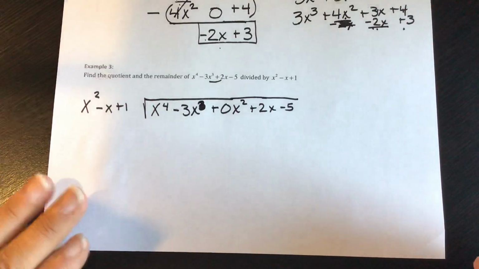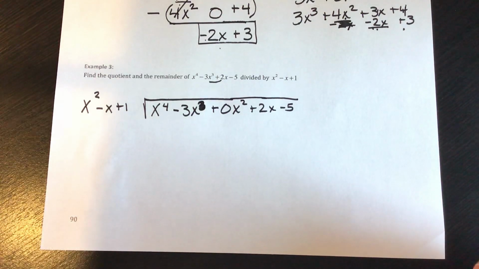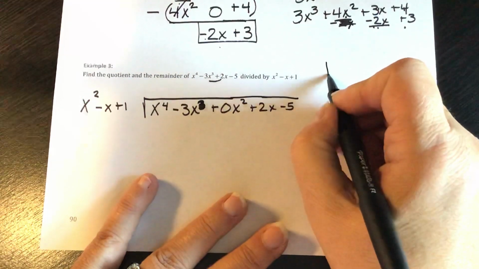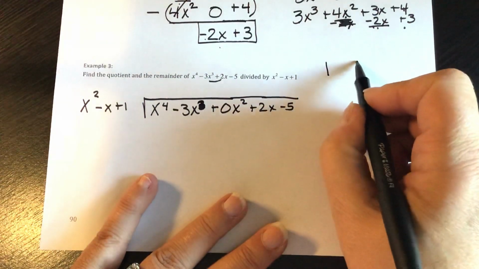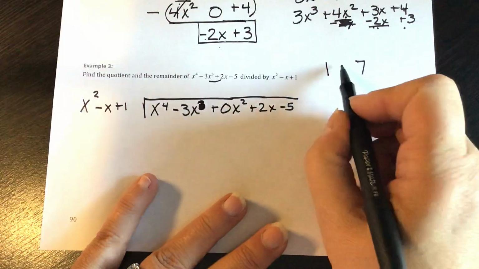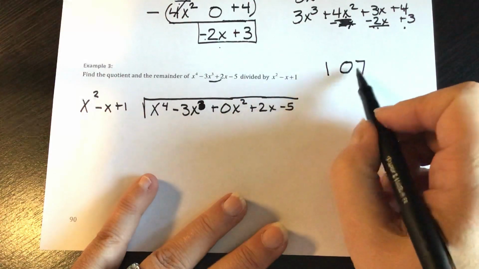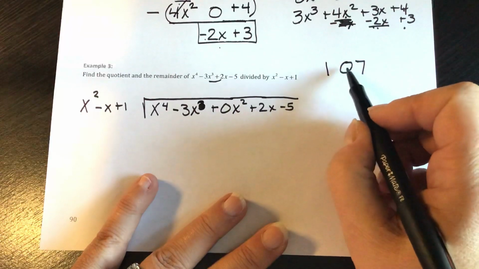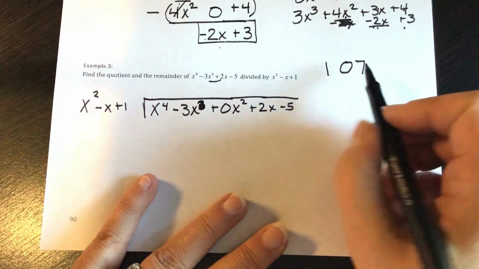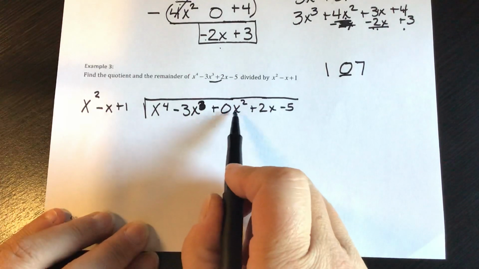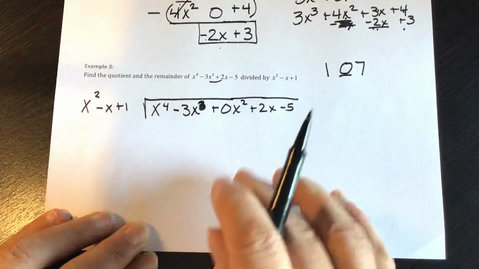So this is kind of like saying if I had the number 107, I would put the 1 in the hundreds place and the 7 in the ones place, but I have to hold that tens place with a 0. Okay, I just can't write 1 and 7. I have to hold the tens place, and that's the same thing with our x squared place.